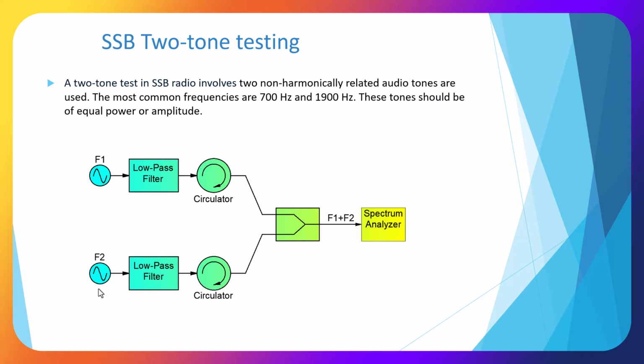Here we have our two frequencies, a low-pass filter to reduce the intermodulation distortion, a circulator on both of these to prevent the signals from combining, and then we have a combiner, and then we look at the signals either on a spectrum analyzer or oscilloscope.